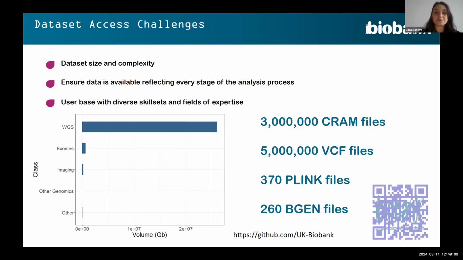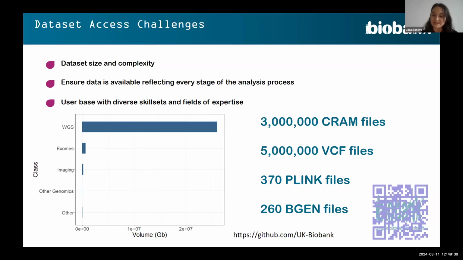One of the things that makes the dataset even bigger is that we try to ensure that data is available reflecting every stage of the analysis process. I don't know if there are any bioinformaticians in the audience, but I've got an example of the genomics data here, where we have the file types generated throughout the full pipeline of genomic analysis. So we have CRAM files, which are the raw files where the genetic sequences are aligned to the human genome. We have VCF files that are focused on the variation.